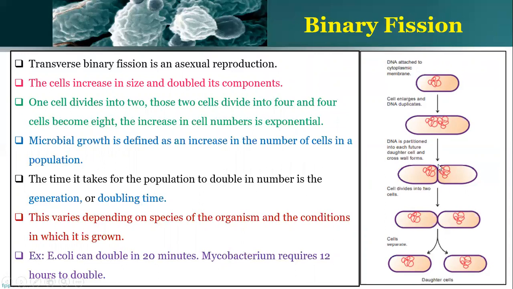Whatever septum is formed projects inward and then divides the one bacterial cell into two daughter cells. The two daughter cells are separated. And here the cell division varies according to the species of the organism and the conditions maintained during incubation or during growth of the organism.